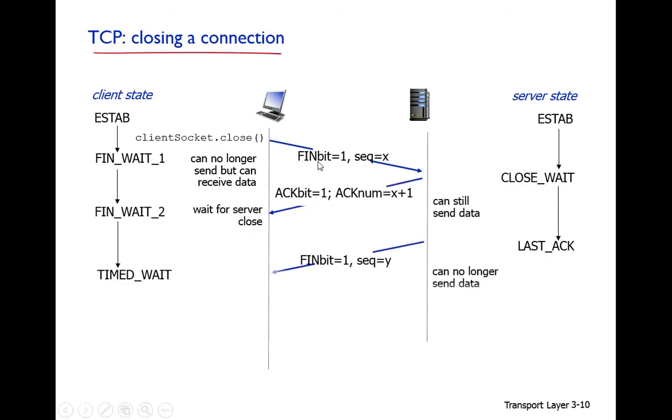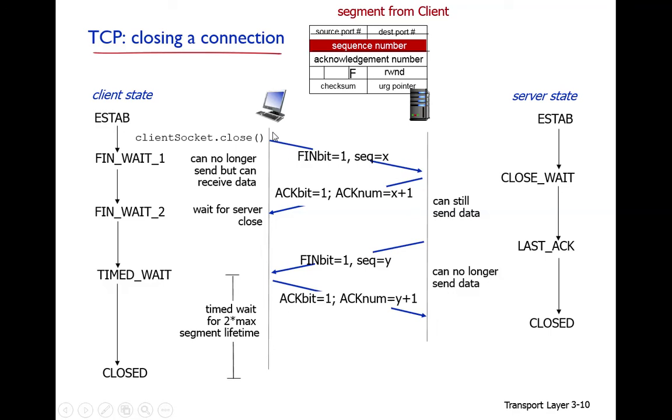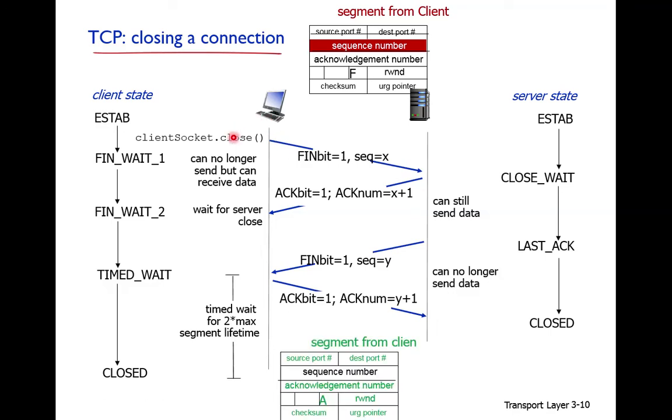So when the client wants to close the connection, it will call this method, and the client will send this message. It will have a sequence number, and the F flag, the fin flag, also called fin bit or finish flag, will be on. It means that the client wants to close the connection, which means it can no longer send data, but it can still receive data from the server side. This message is called the fin message.